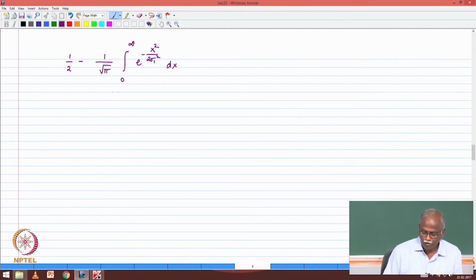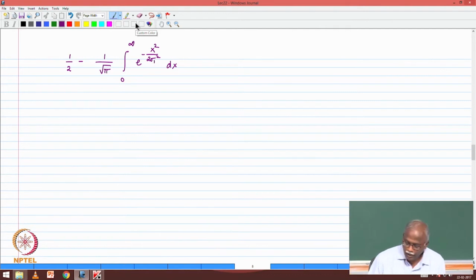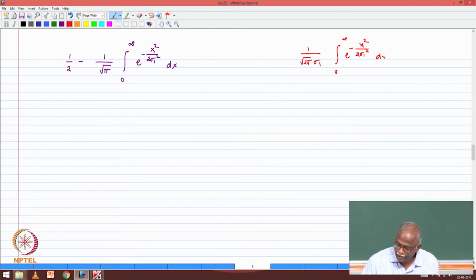Basically, this is of the form of the integral of a normal random variable. So we have the following result, which says 1 by root 2 pi sigma 1 integral 0 to infinity e power minus x squared by 2 sigma 1 squared dx. This is equal to 1/2. So actually, we will not perform the integral, but we will do a substitution. That's all. So basically, avoiding the step of integration. So as I said, we are already through with the result.